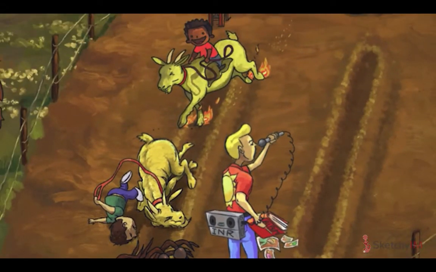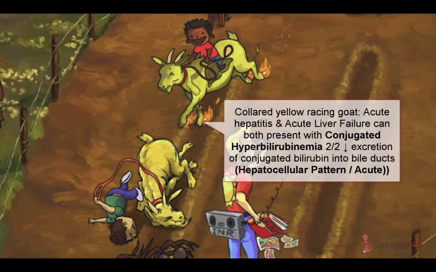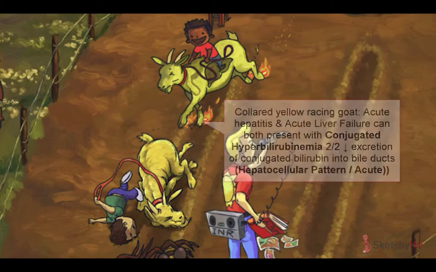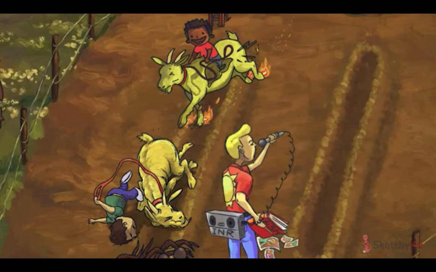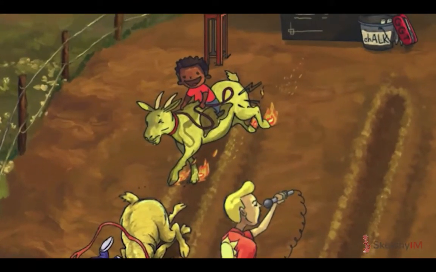Here in the acute side of the liver pen, elevated serum bilirubin and jaundice are common as well, and not just in severe disease. Even relatively mild acute hepatitis can cause jaundice, as depicted by the acute liver failure kid and the acute hepatitis kid, both of whom are riding yellow bilirubin goats. The goat is colored to remind you of conjugated hyperbilirubinemia, of course. Injured hepatocytes are particularly bad at excreting conjugated bilirubin into the bile ducts. So bilirubin backs up, all the way into the serum.